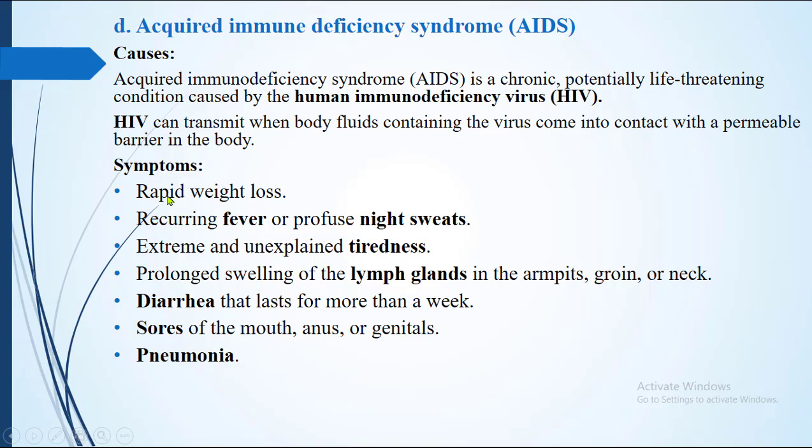Symptoms are rapid weight loss, recurring fever or profuse night sweats, extreme and unexplained tiredness, prolonged swelling of lymph glands in the armpits, groin, and the neck region, diarrhea that can last for more than a week, soreness of the mouth, anus, and the genitals, and pneumonia.